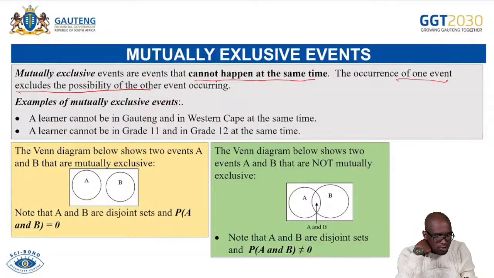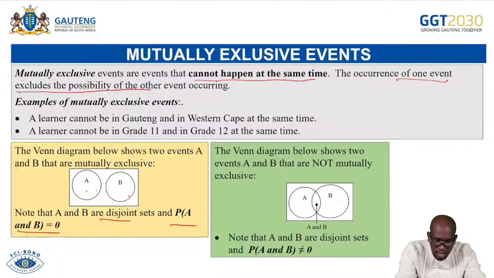So the Venn diagram shows events that are mutually exclusive. You can see the sets are disjoint. We spoke about this earlier. And then the Venn diagram shows 2 events that are not mutually exclusive, all right? You can see that these events are inclusive here. The probability of the intersection is not 0. I think I've made reference to that as well earlier on.